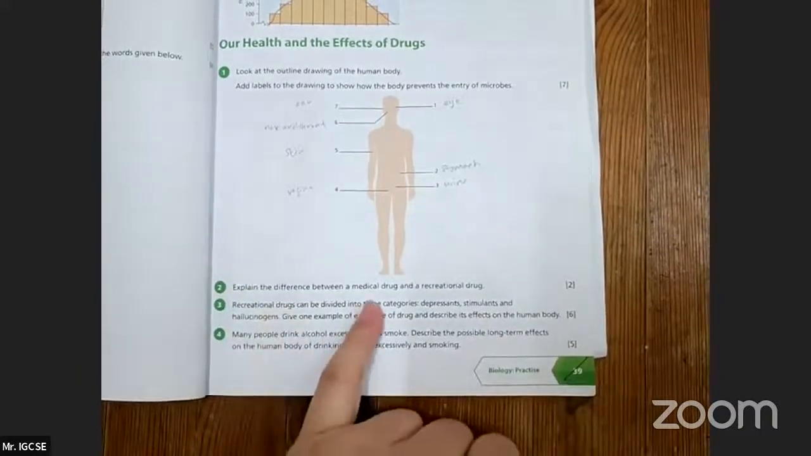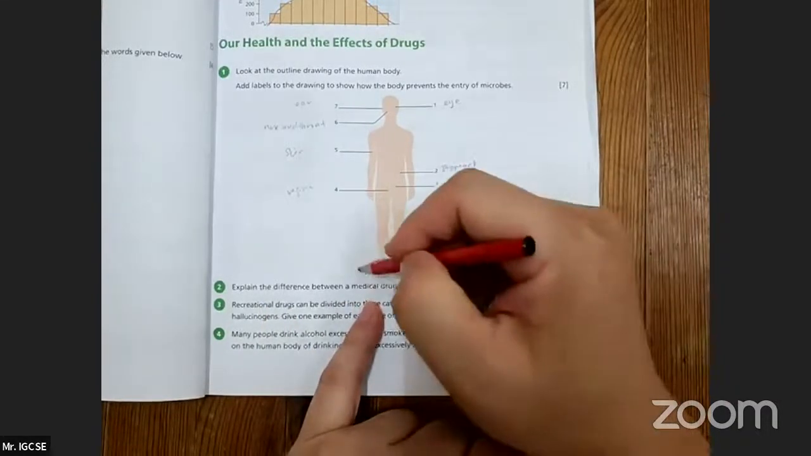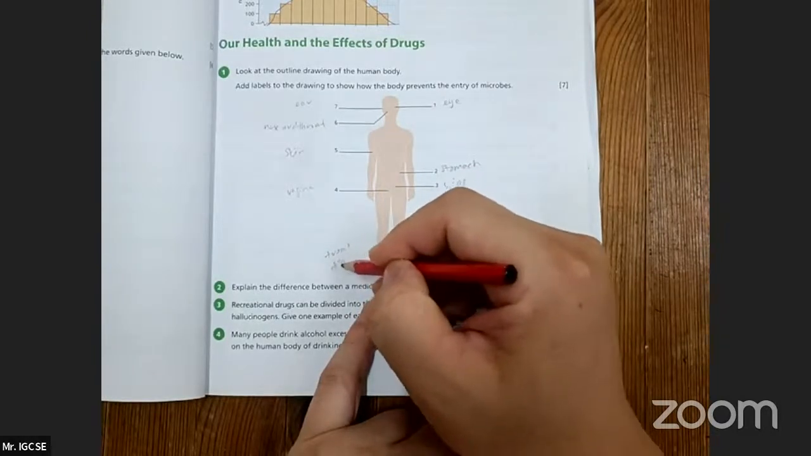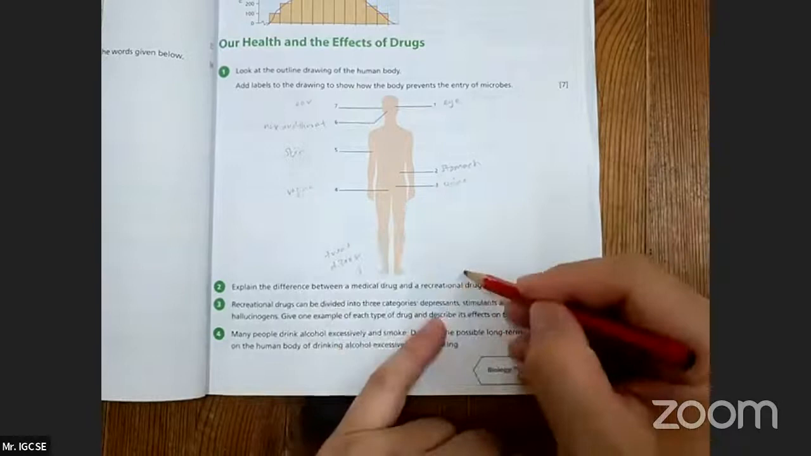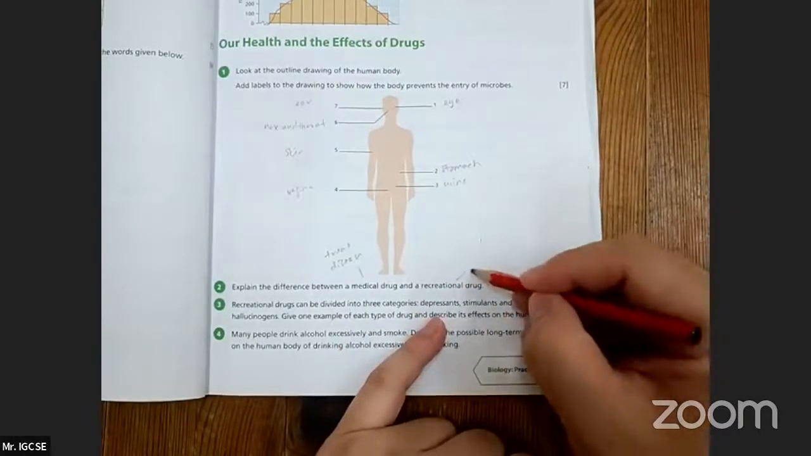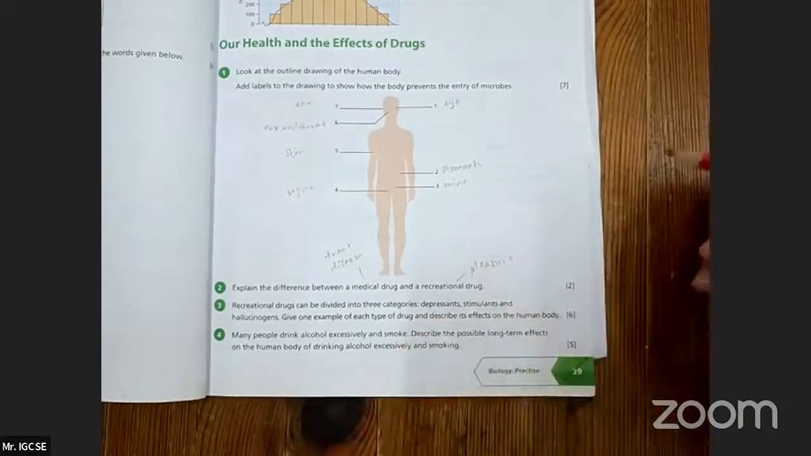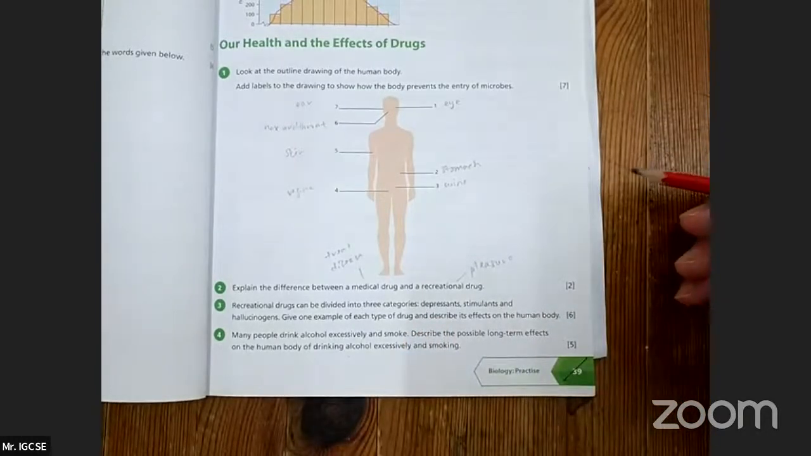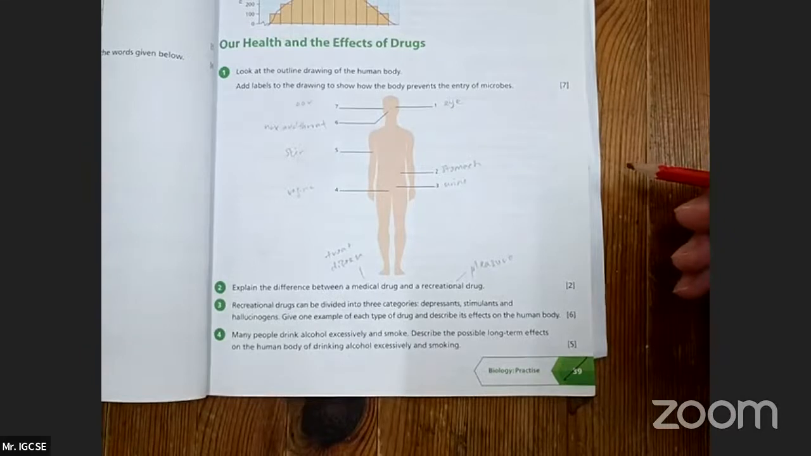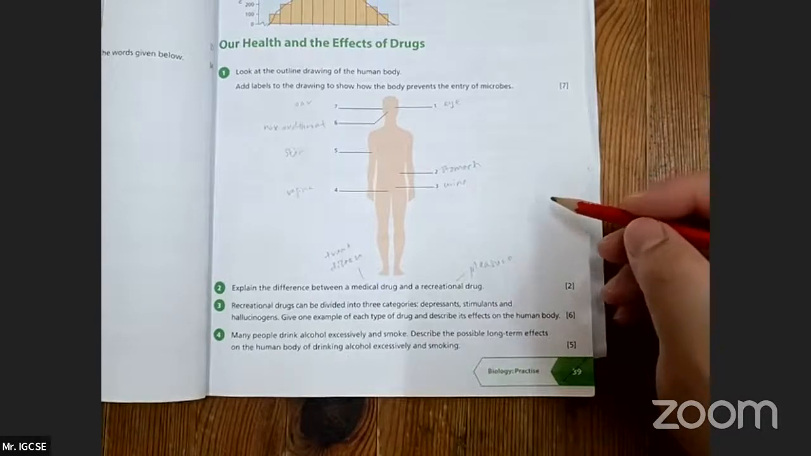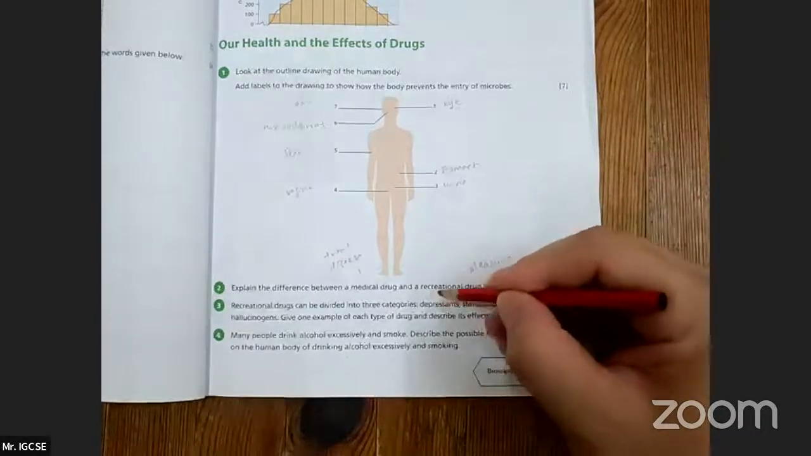Especially the difference between medical drugs and recreational drugs. Okay, this is to treat disease. This is for pleasure. Recreational drugs can be divided into three categories. Give one example of each and describe how the body responds. Depressant, this is for relaxing.